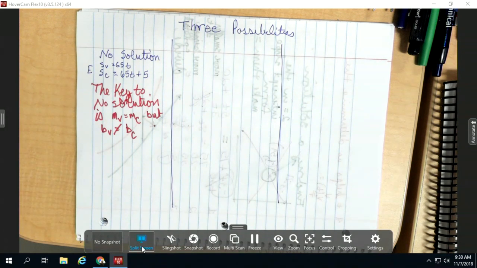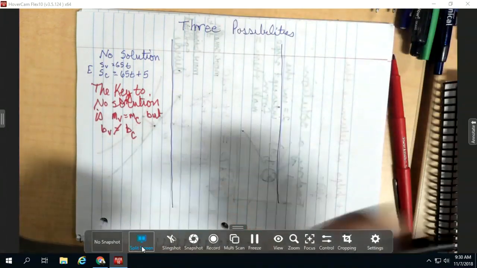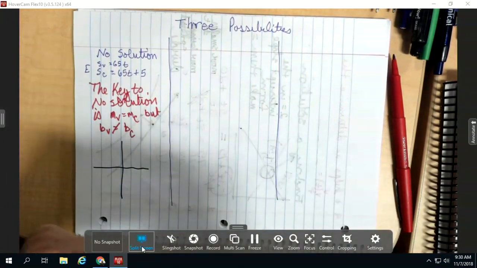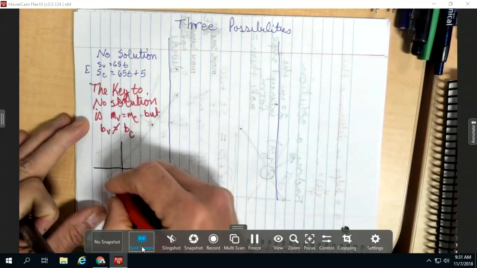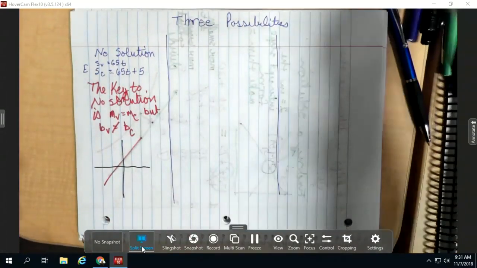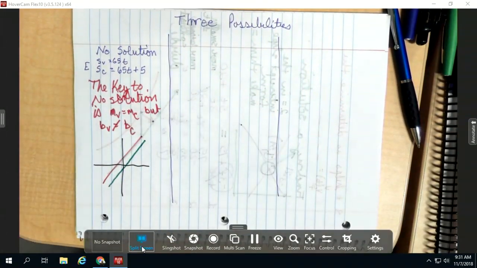Everybody good? And then, of course, this is how one of our stellar students figured out that there was no solution. The graph was parallel lines, right? Everybody good with that? So that's the first case. Page 101.